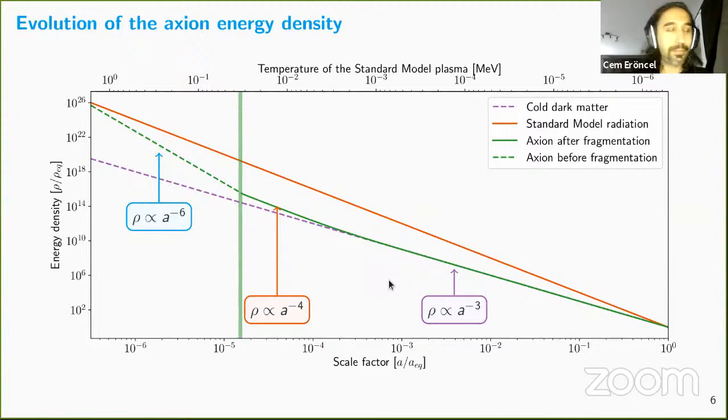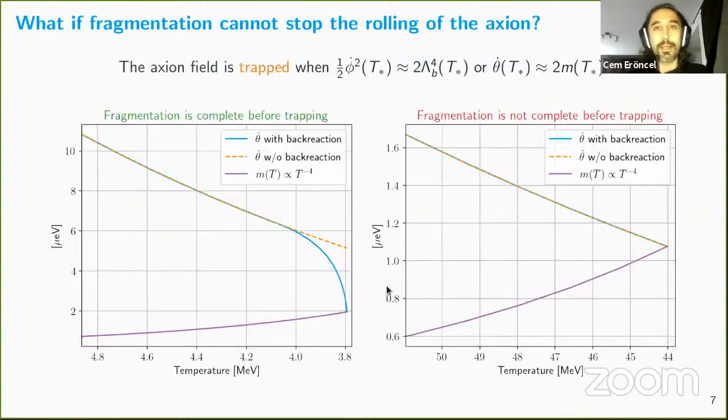So the axion field is trapped when its kinetic energy becomes comparable to the potential energy of the barriers. And this happens approximately when the time derivative of the angle becomes comparable to the axion mass. And what I mean by T star is the temperature at which this equality is satisfied.